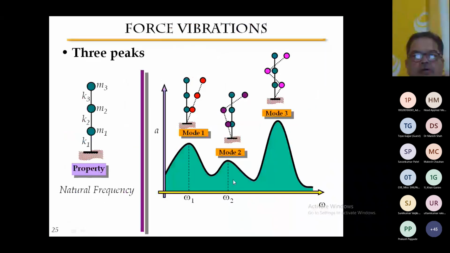So if we talk about the 3 degree of freedom system, and when we plot a response curve, acceleration versus frequency, right? If we plot this curve, then we know that it's a 3 degree of freedom system. So we must have 3 peaks, right? This is peak number 1, the response corresponding to mode 1. This is corresponding to mode 2, and this to mode 3.